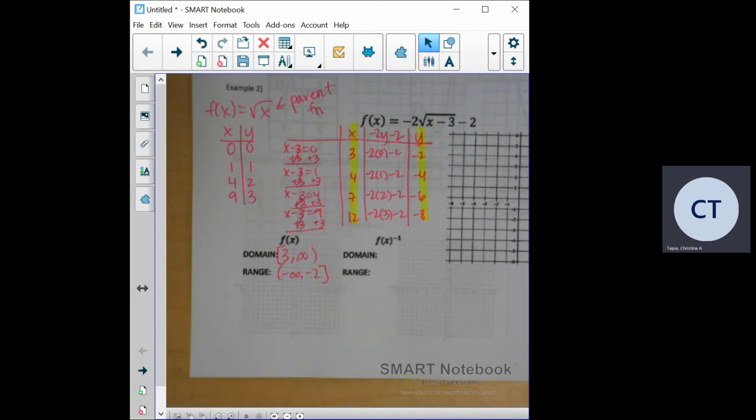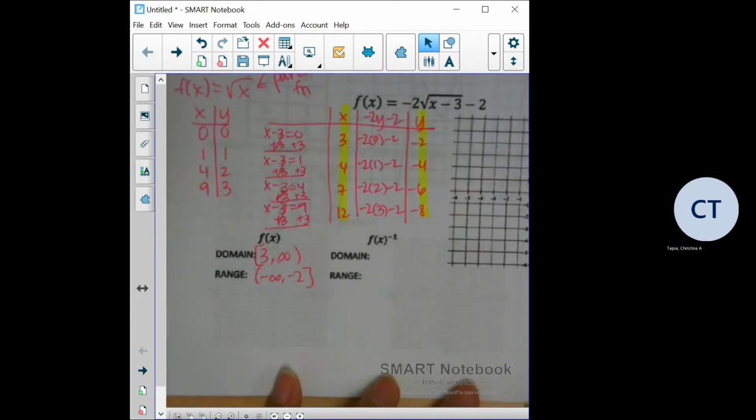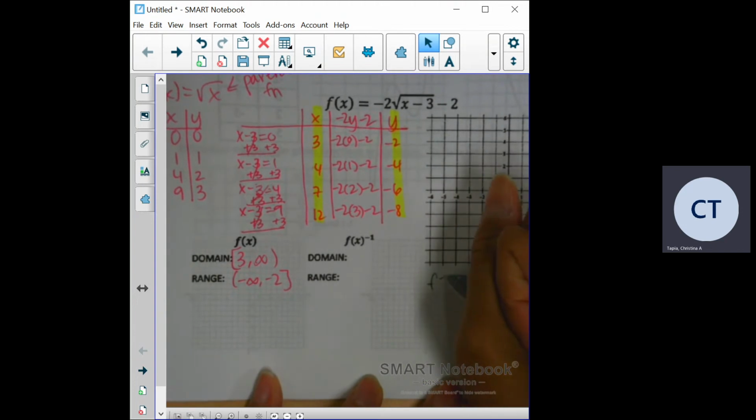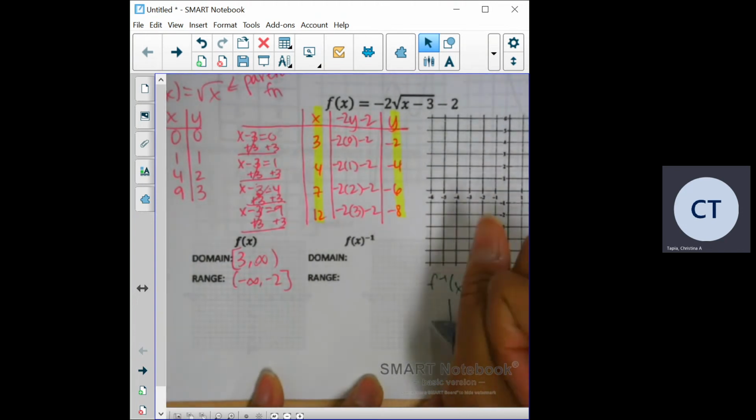Okay, so all of this in pink is everything for my original function of x. Let's go ahead and find the inverse for f of x. Gabriel, you okay? Okay, I was like, if I need to zoom in, let me know. For the inverse function, I'm going to do f inverse of x, and I'm going to create my table.